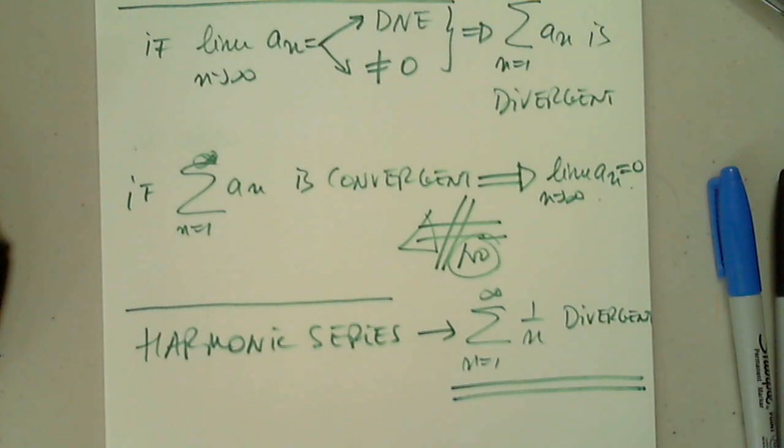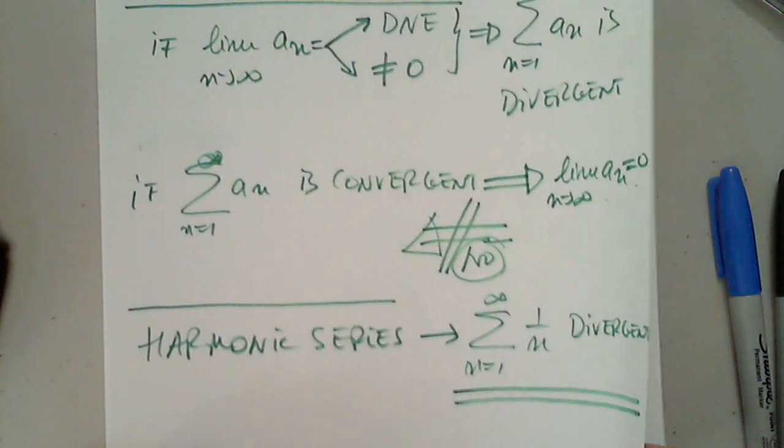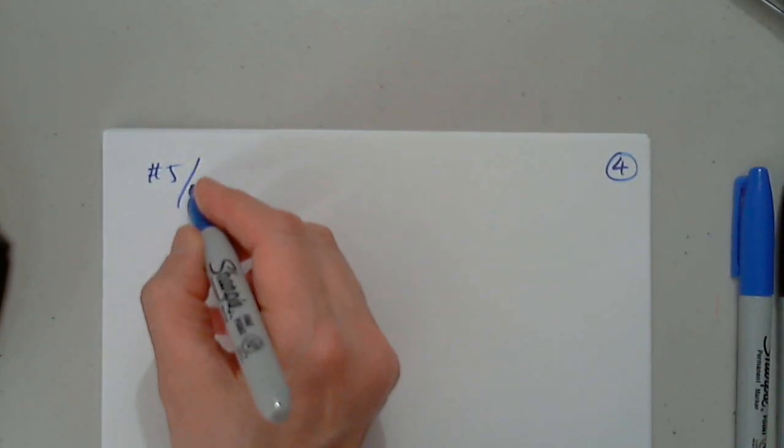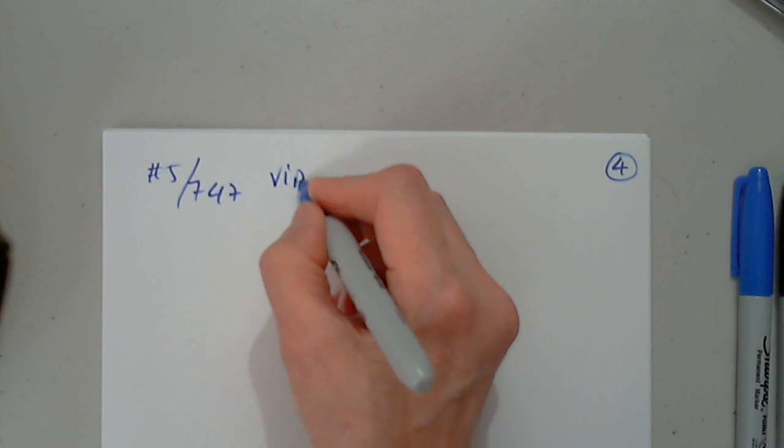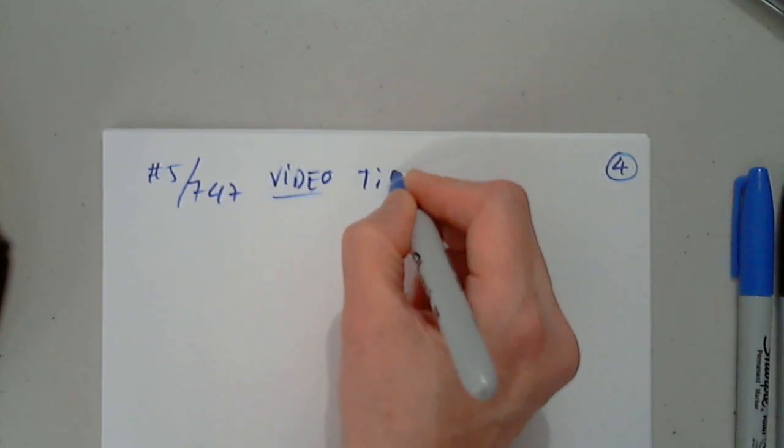So let's see how we are on time. Very good. Good timing. So now let's look at problem 5. I would like to start with that because I created a video that is posted for you. So this is page 4. Problem 5 on page 747 says, please watch the video on TI-84.